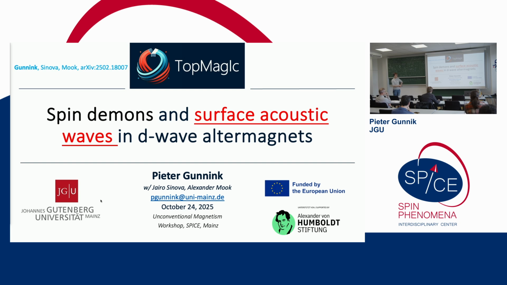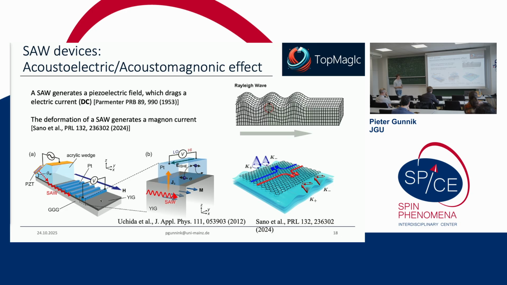spin currents, and particularly not just in metallic D-wave altermagnets, but also in insulating altermagnets, where the primary response will be the magnons and not, of course, the electrons. So a very brief overview of what a surface acoustic wave is and what this field is. So a surface acoustic wave is simply some deformation of the lattice which lives on the surface. And what's well known is that a surface acoustic wave will generate a piezoelectric field because it's typically generated in a piezoelectric.